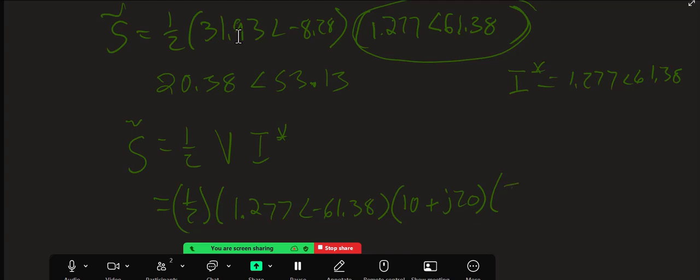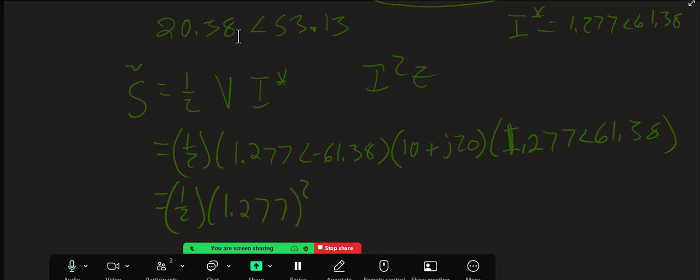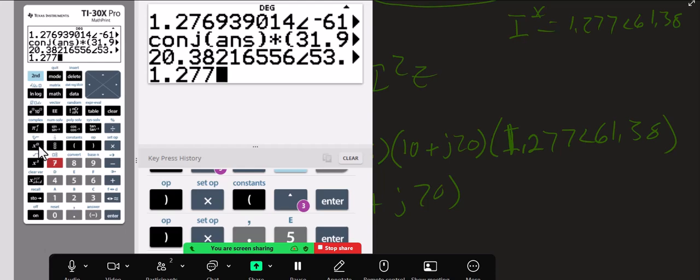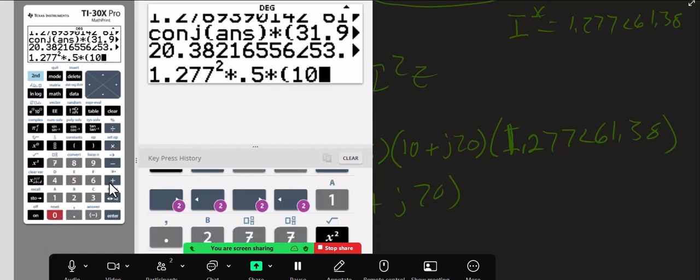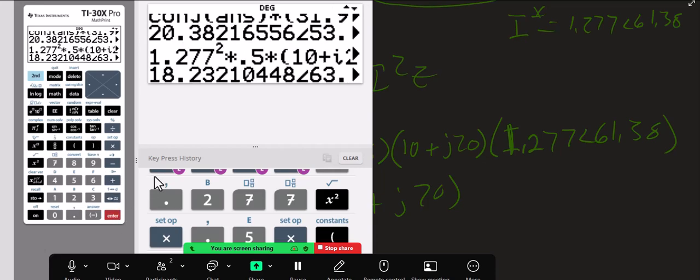times, okay, so it is I squared, but it's the magnitude of I squared. So that's what it is. 1.277 angle 61.38. You said I squared Z, and it is I squared, but it's the magnitude of I squared, because that's what you get when you do this, because the angles cancel out. So 1/2 times 1.277 squared times 10 plus J20. And that's the right answer.